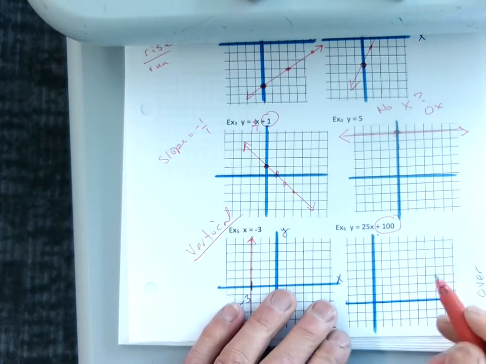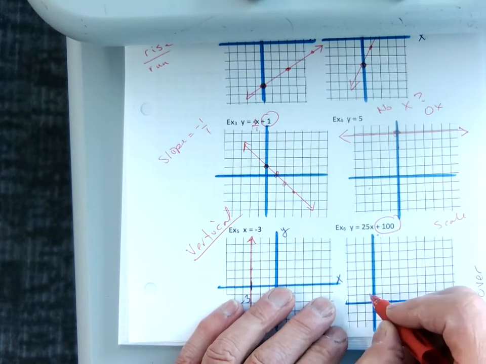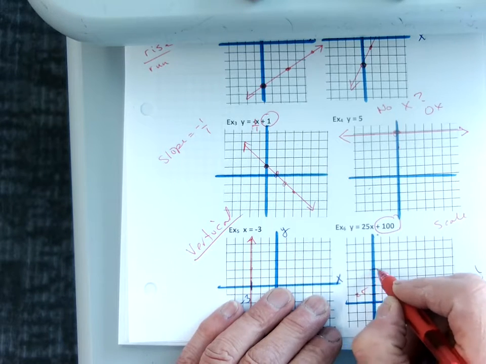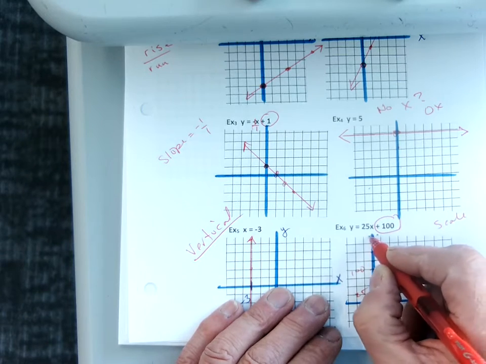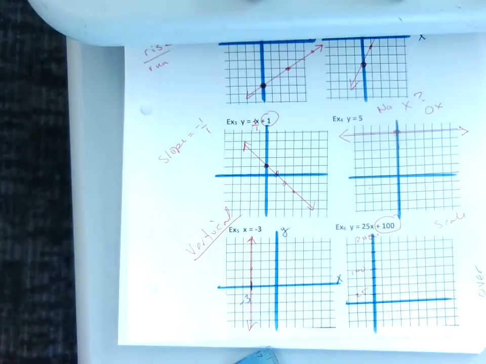So I'm going to scale it. I'm going to go by 25, so my scale is going to be by 25, so I'm going to go 25, 50, 75, 100, 150, 200. Okay, so I'm just going to scale it, right? Because I got to start at 100, so I'm going to change my scales to 25.